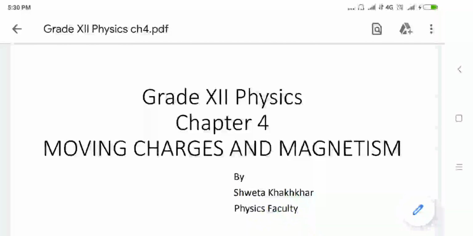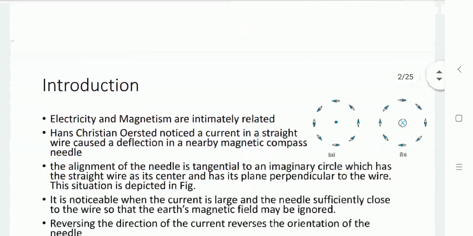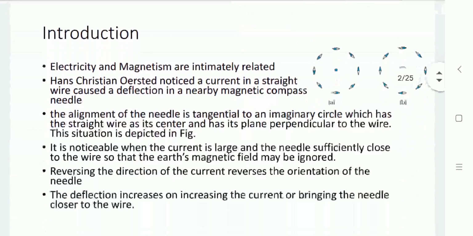Hello students, let us start our new session with the new chapter, chapter number 4, Moving Charges and Magnetism. Till now we have understood electricity and electric field regarding the current and the charged particles. Now we are going to understand how a magnetic field is present.